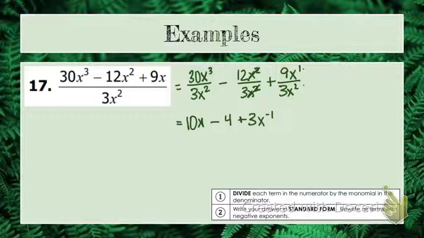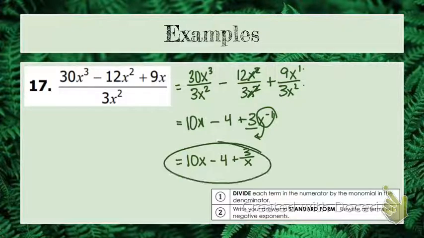But remember, all that this does is move something from the numerator to the denominator or vice versa. So we're just going to take x to the first and put it under the 3. And when we do that, I'm actually going to leave that little note in there. So that will give us 10x minus 4 plus 3 over x. And remember, this is only because it's to the negative 1. If it would have been to the negative 2, we would have had x squared in the bottom. But anyway, this is your final answer, and you are done.